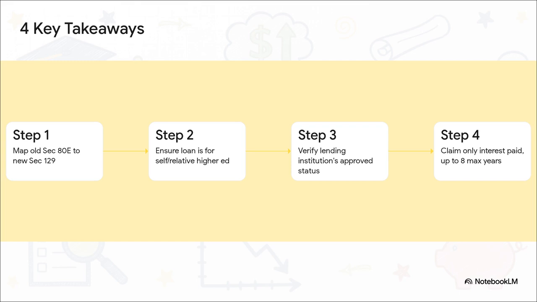Step 2. Always verify the relationship. The loan must be strictly for the higher education of the individual, spouse, or their defined relative. Step 3. Confirm the source of the loan is a recognized financial institution or an approved charitable institution, linked back to those specific 1961 Act provisions. And Step 4. Remember the limits. You are deducting only the interest paid out of chargeable income for a maximum of 8 consecutive tax years.